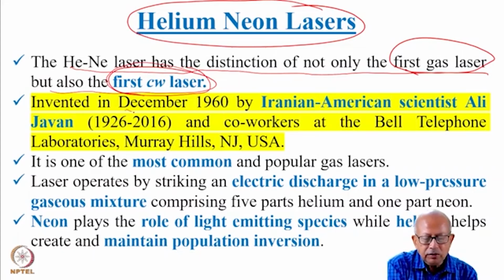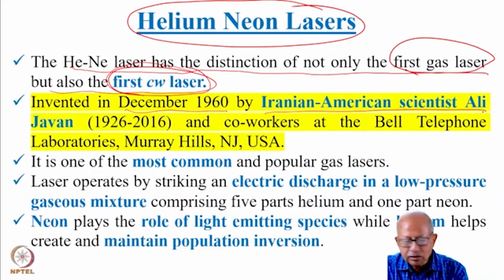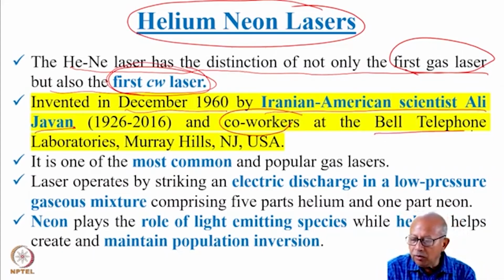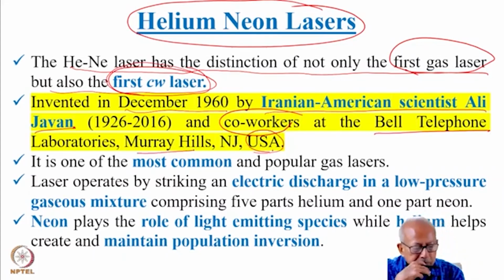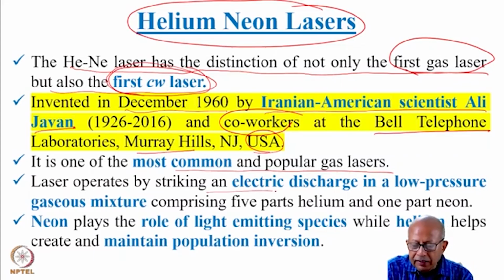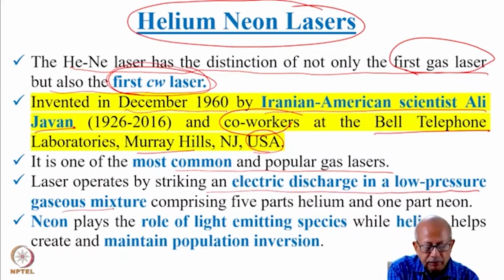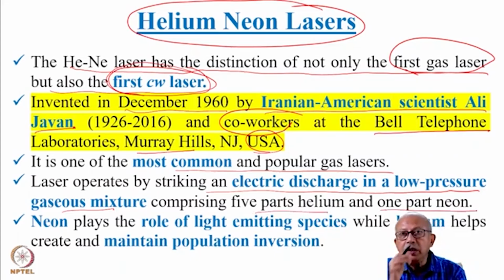It was invented in December 1960 by Iranian American scientist Ali Javan and his co-workers at the Bell Laboratories located in Murray Hill, United States of America. It is one of the most common and popular gas lasers. The laser operates by striking an electric discharge in a low pressure gaseous mixture comprising 5 parts of helium and 1 part of neon.